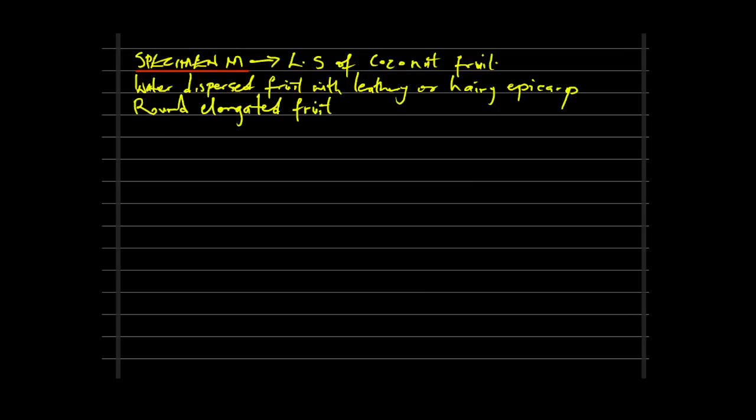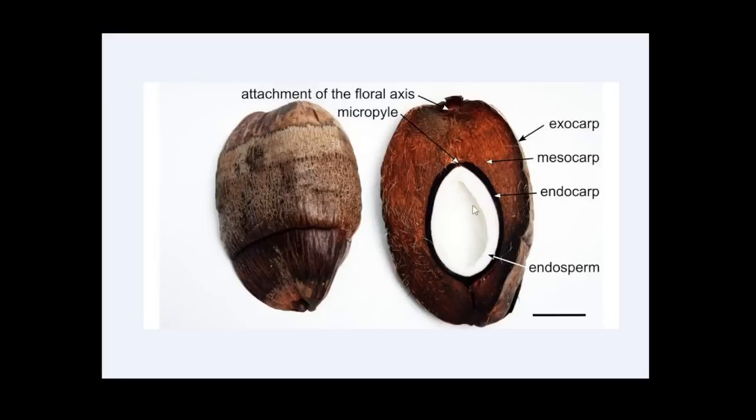It also has white fibrous oily meat. The oily meat is the part that we eat. This part inside here is the white fibrous oily meat.